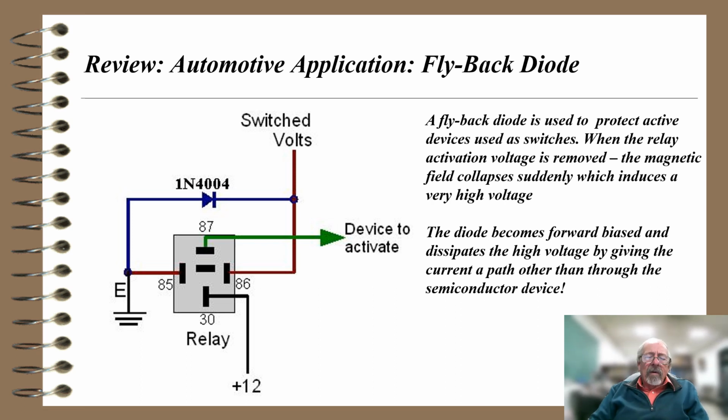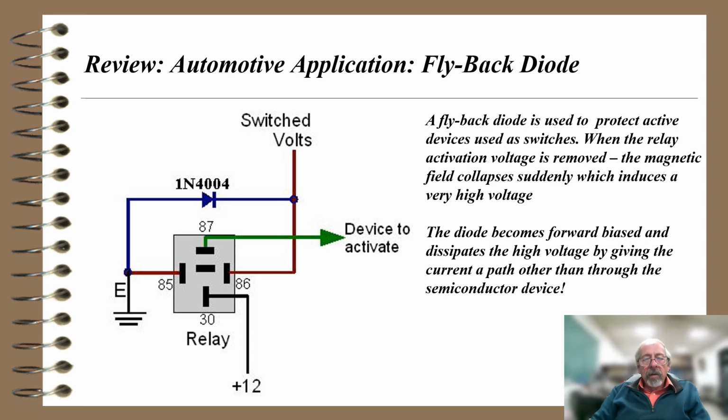This is a review. We've already taken a look at this. I'll go back over it real fast. Here's an automotive application, a flyback diode. A flyback diode is used to protect active devices used as switches. When the relay activation voltage is removed, the magnetic field collapses suddenly, which induces a very high voltage.